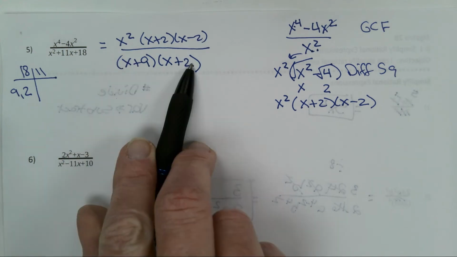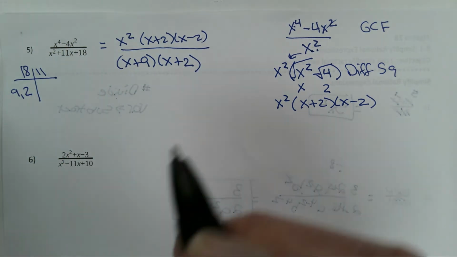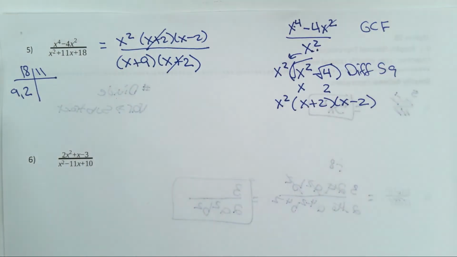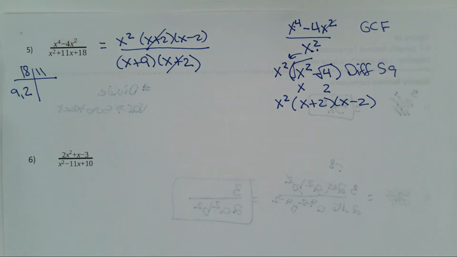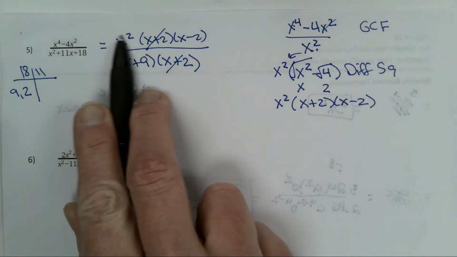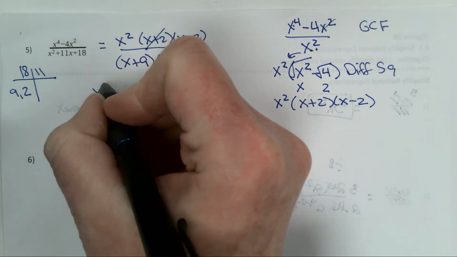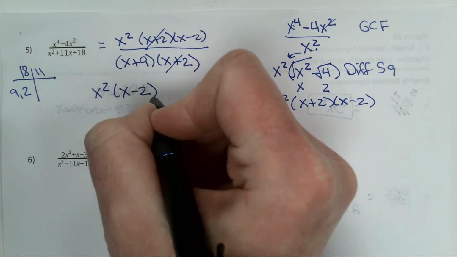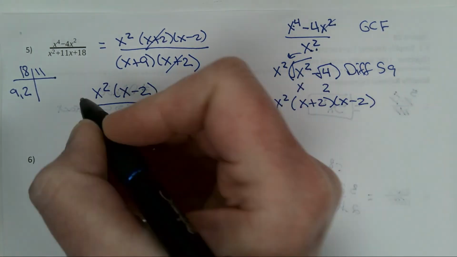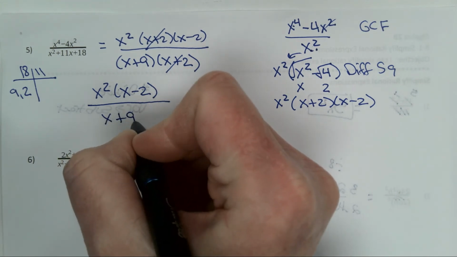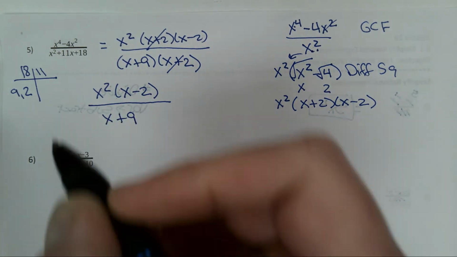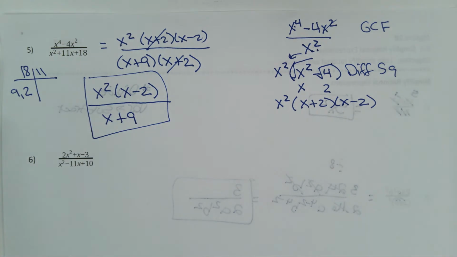You look and see if there's any factors common to the numerator and denominator. There are. I'm going to cancel out my x plus 2's. And then what's left in my numerator? X squared times x minus 2. And then in my denominator, I have x plus 9. Good final answer right there.